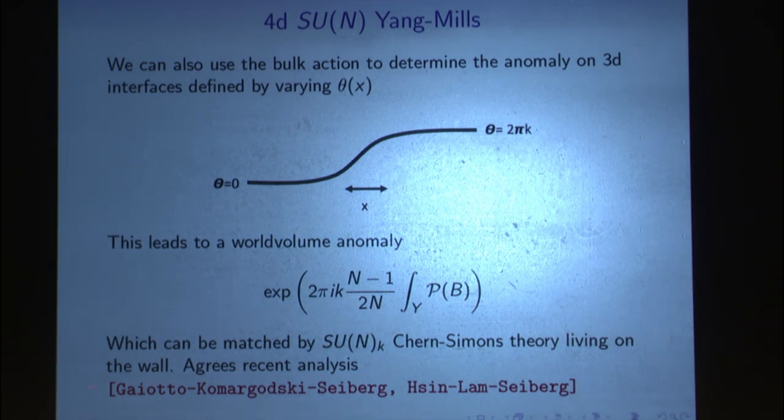And this, for instance, means that first of all, the low energy 3D QFT cannot be trivial. It has some anomaly, so there's something living there. And then you can discuss what kind of degrees of freedom can live there. And one possibility is SU(N) level K Chern-Simons theory living on this wall. And this agrees with recent work on this subject.